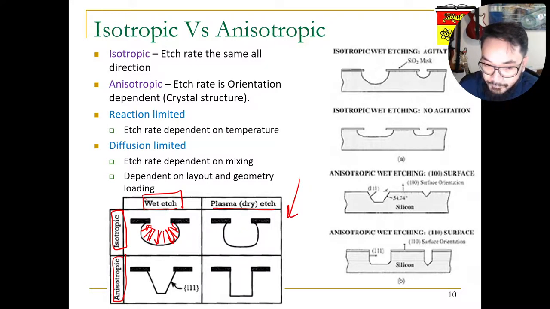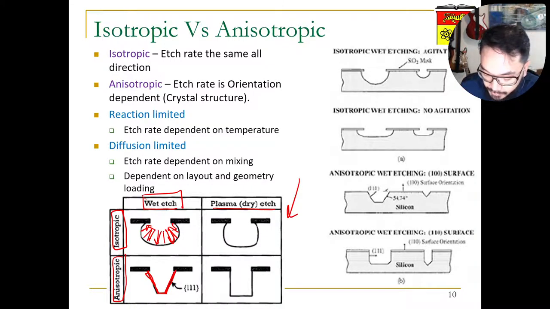etching. If you try to etch glass, glass is amorphous, there's no crystal plane, therefore it will always be isotropic. Or if your crystal plane is random, then it will be isotropic. But if it's a standard wafer 100, then your wet etching profile will be anisotropic because it will follow the plane, the exposed plane of the standard wafer.